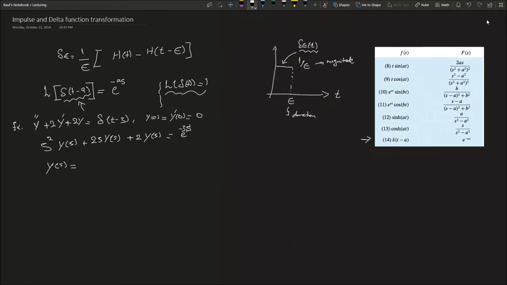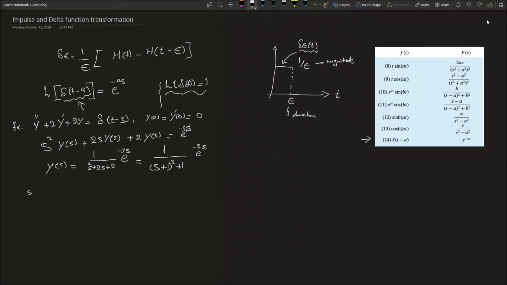After doing some simple math and simplification, you get y of s equal to 1 over s squared plus 2s plus 2 multiplied by e to the power of minus 3s. And this can be simplified in the following form: 1 over (s plus 1) all squared plus 1, still multiplied by the term e to the power of minus 3s.